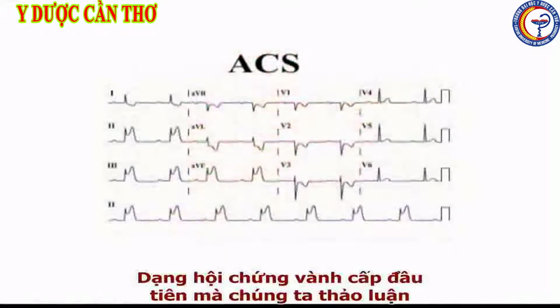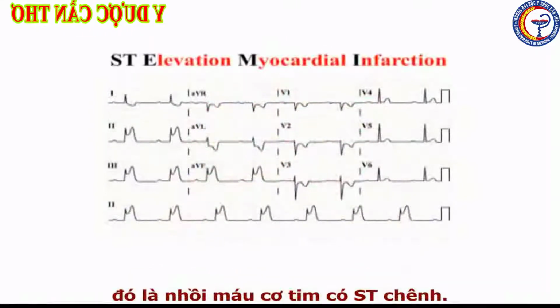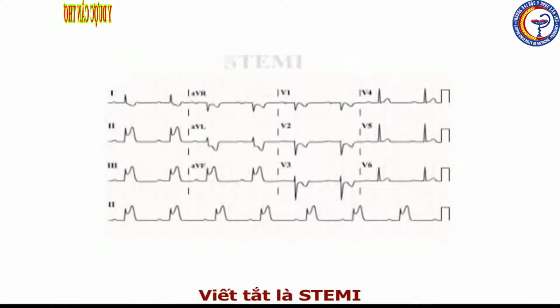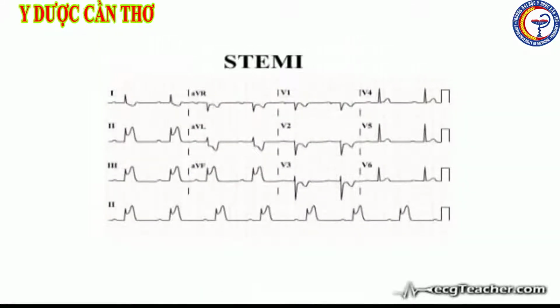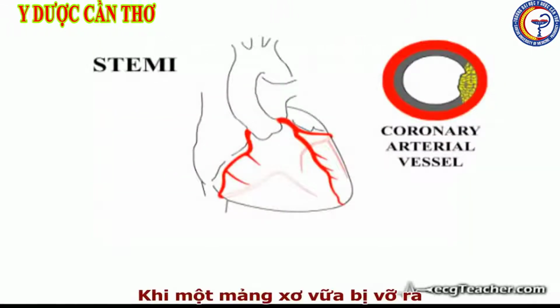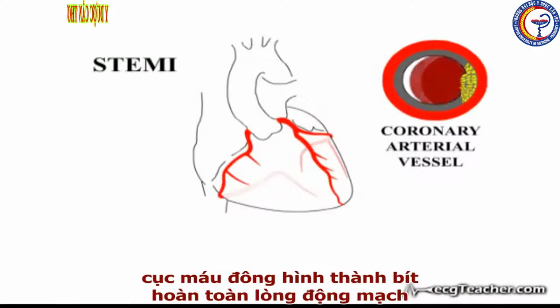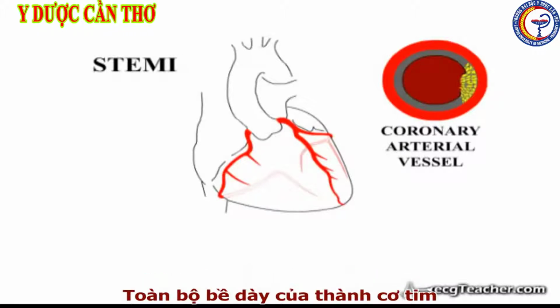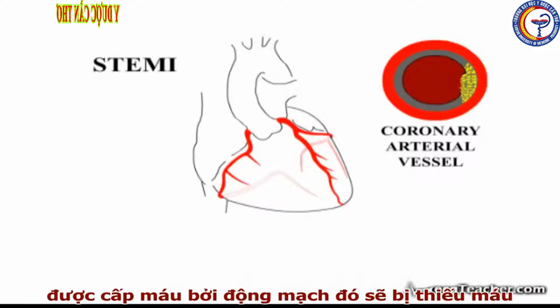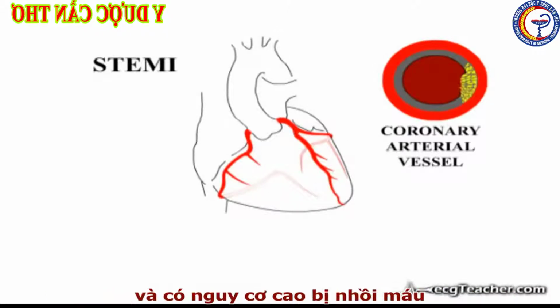The first type of acute coronary syndrome we will deal with is termed ST elevation myocardial infarction, or STEMI for short. When an atheromatous plaque ruptures in a coronary vessel and the clot which forms completely obliterates the vascular lumen, the entire thickness of the myocardial wall supplied by that vessel becomes ischemic and is at risk of infarction.